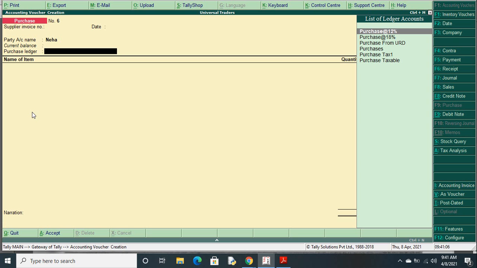Sorry, fans and HP printers. Already we have HP printers with 18%, right? So let us assume I am purchasing HP printers and fans. Clear? Both are having the same 18%.